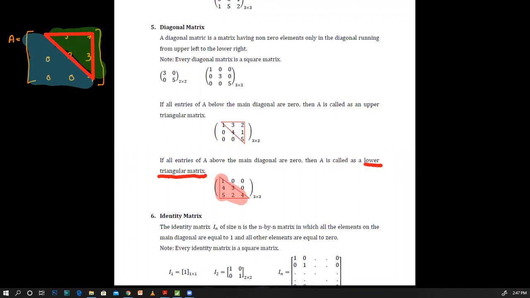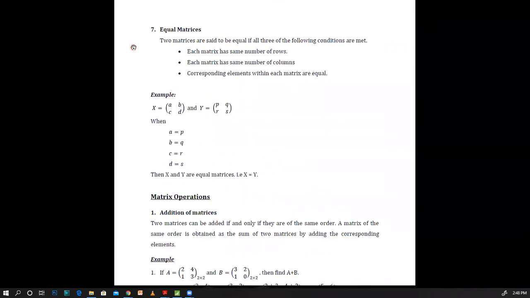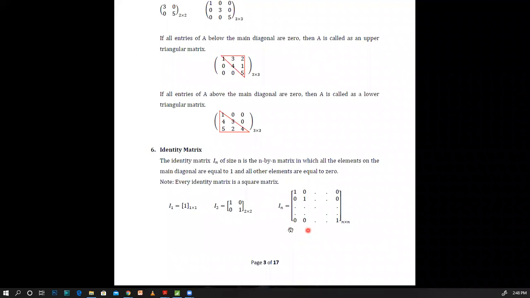Then the next part that we have to move is the identity matrix. Now we will move for the identity matrix. Identity matrix is also a special case of the diagonal matrix.